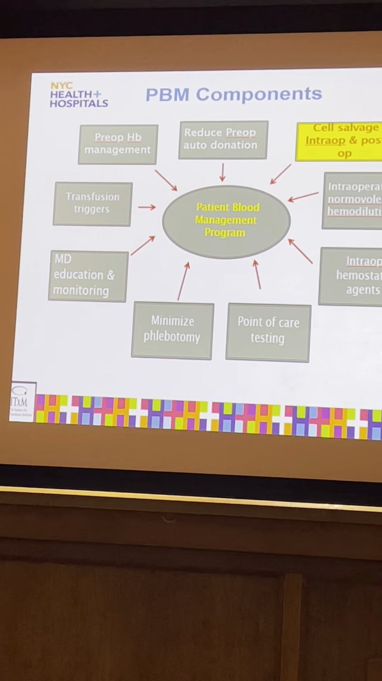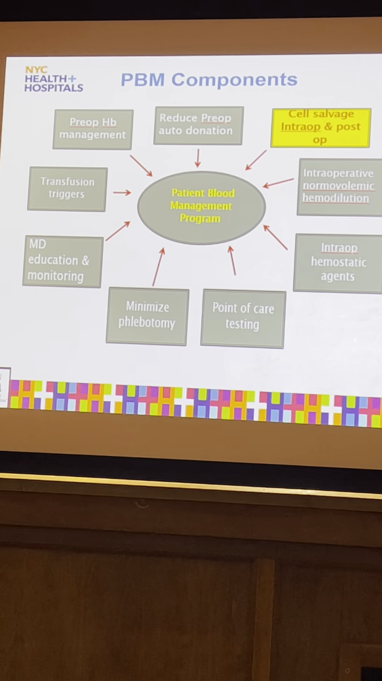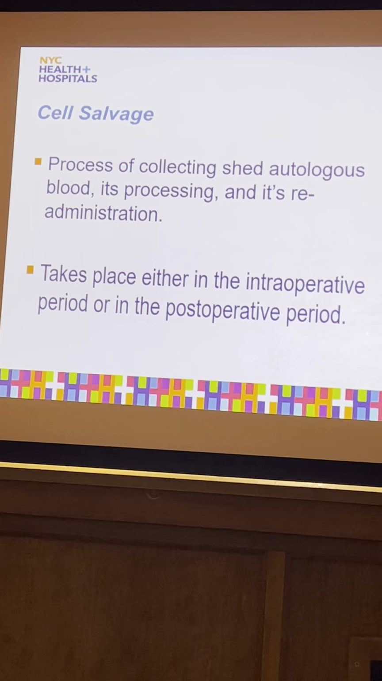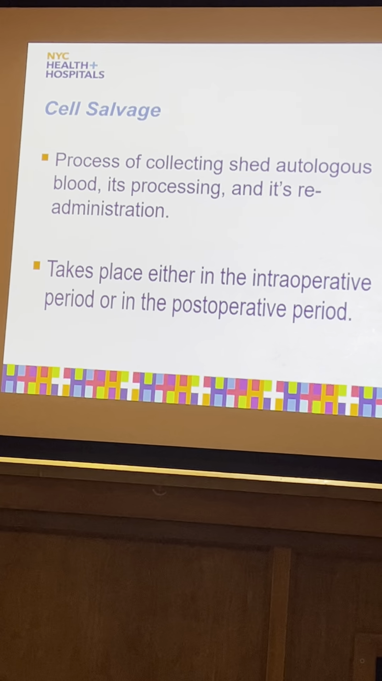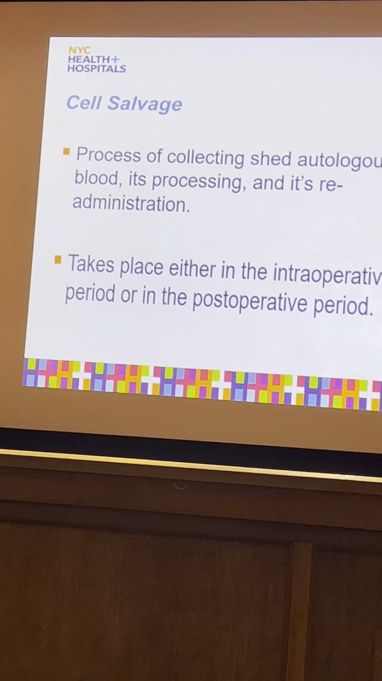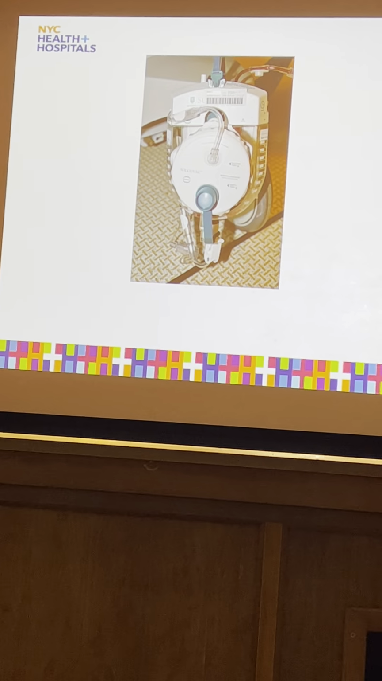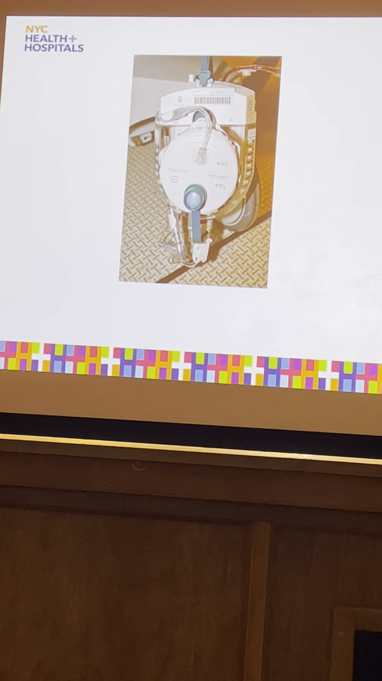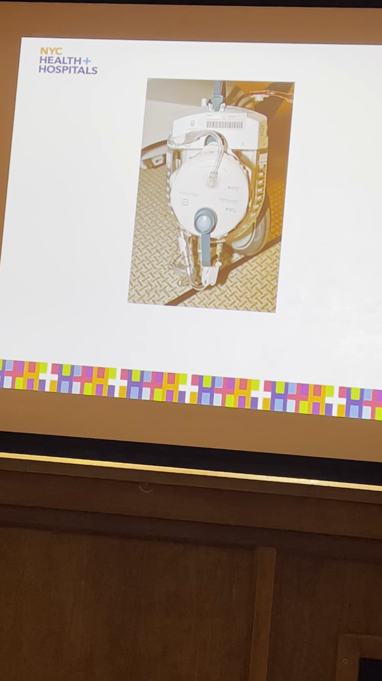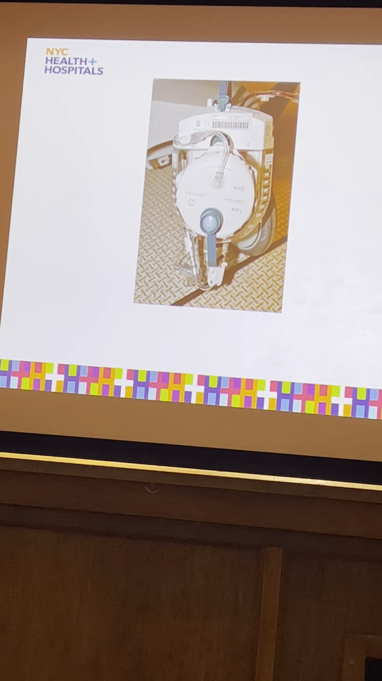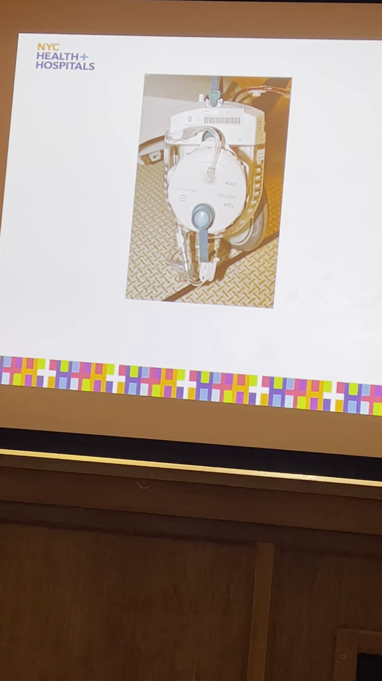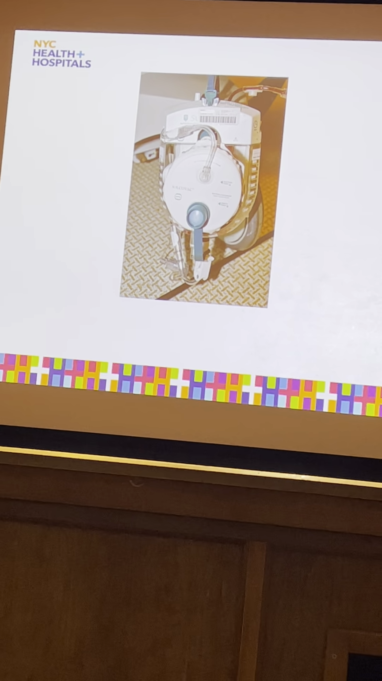Next is cell salvage, intraoperative and postoperative cell salvage. Cell salvage is the process of collecting shed autologous blood, its processing, and its re-administration. It takes place in the intraoperative period or in the postoperative period, the different forms. This is an unwashed cell salvage device used for a knee replacement. I have not seen this device in real life because I'm not by the bedside often, so I don't know if it's used consistently here.